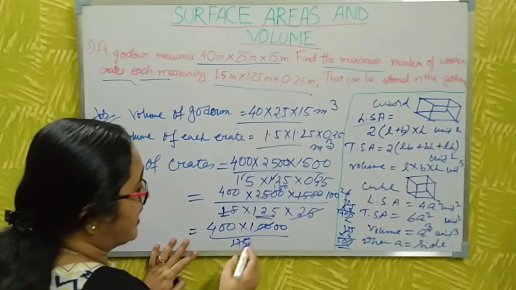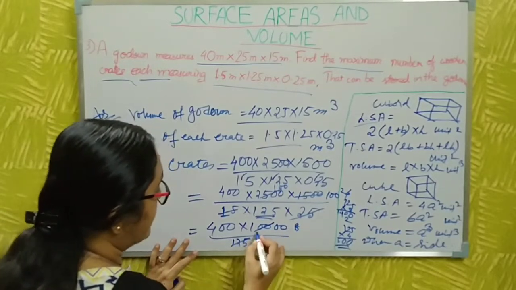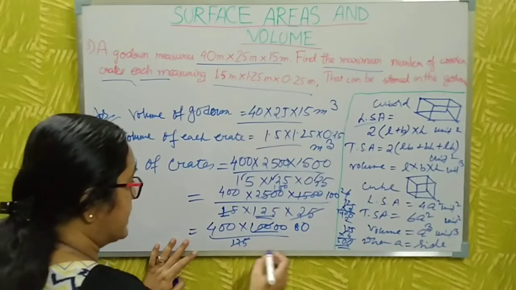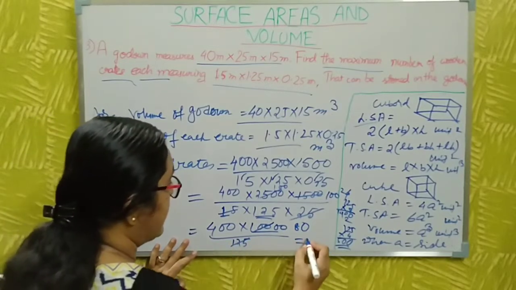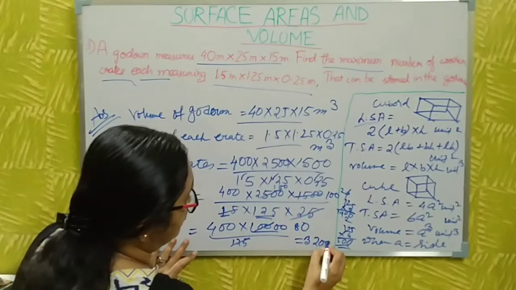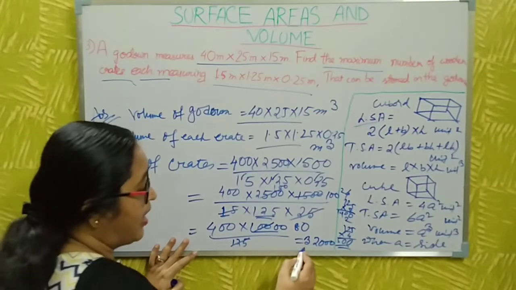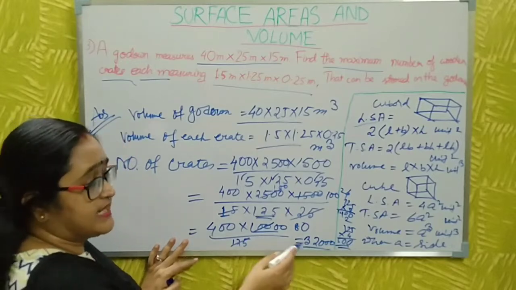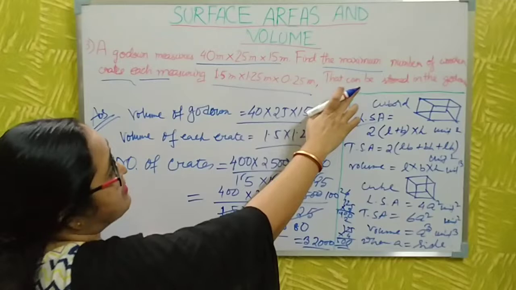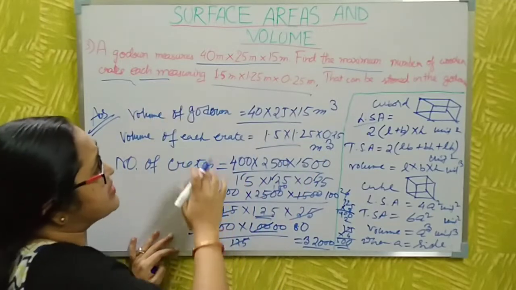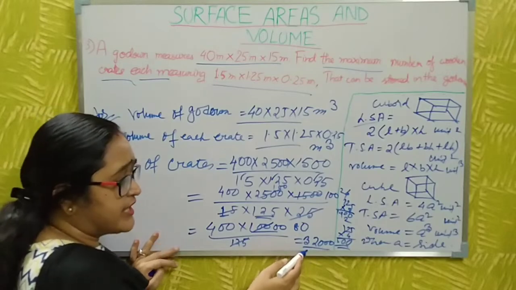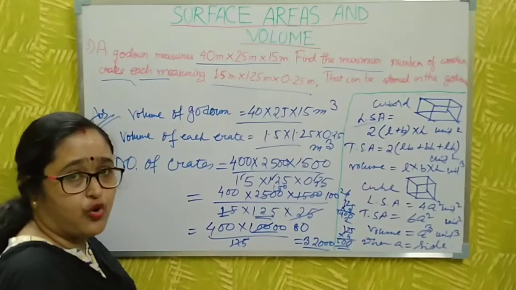125 8s are 1000, and you put here 0 also. Okay, now you just calculate: 4 8s are 32, and you put 000. How many crates are there? There are 32,000 crates. The maximum number of wooden crates, each measuring this, that can be stored in the godown is 32,000.